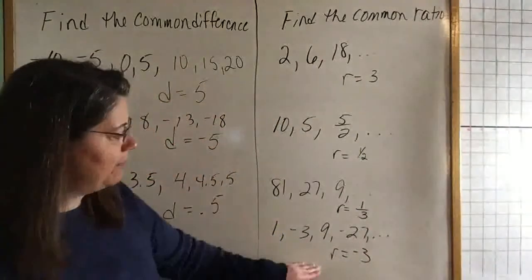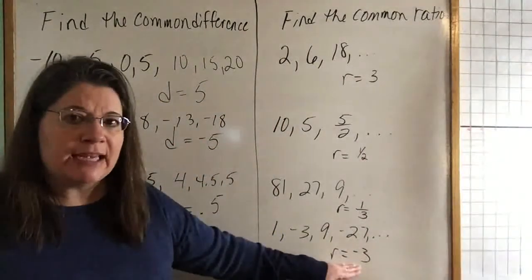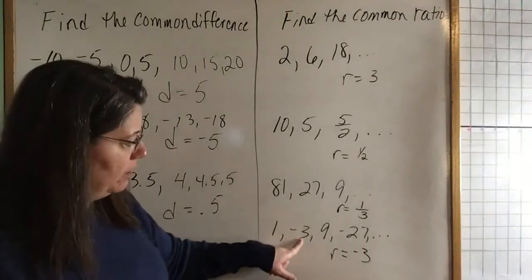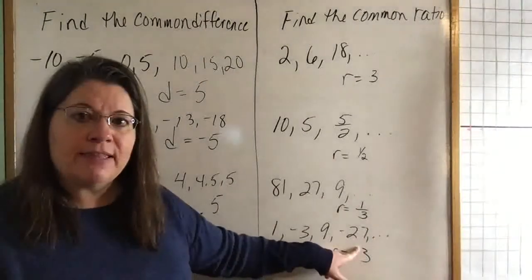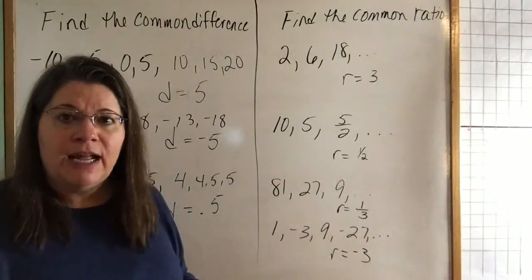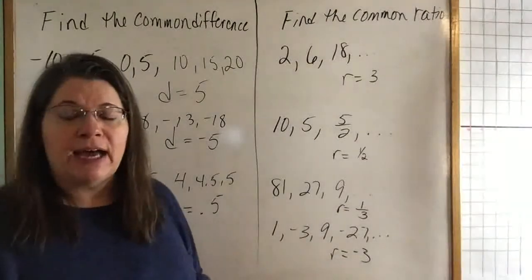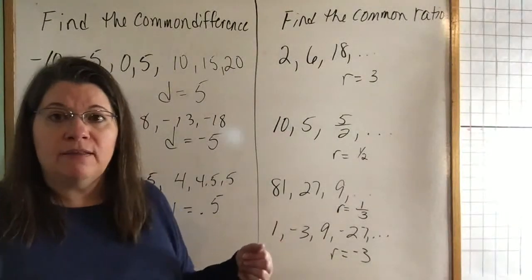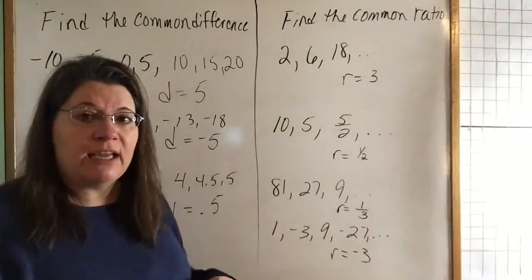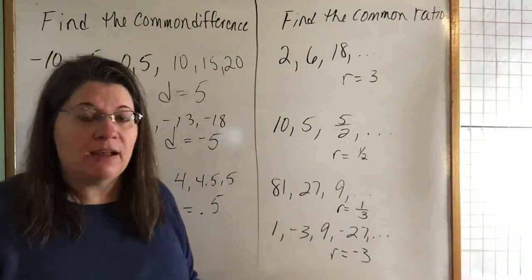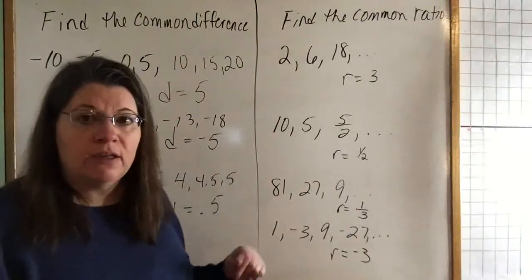Now, notice what happens when your common ratio is negative. Every other term will be an opposite sign. So every other term will be positive. Every other term will be negative. That's important when you're trying to identify different types of formulas. If you're alternating between positive and negative terms, it has to be some sort of a geometric sequence.